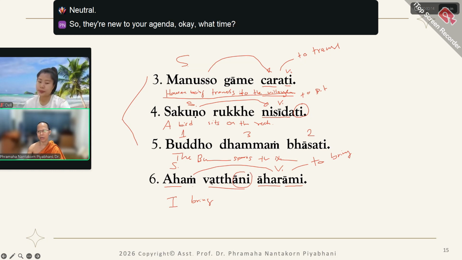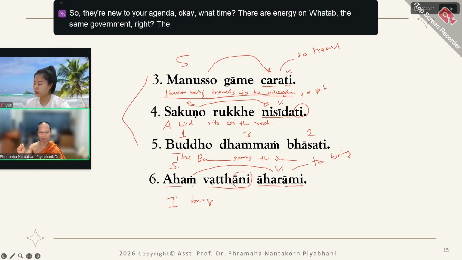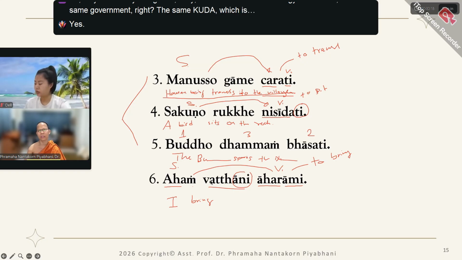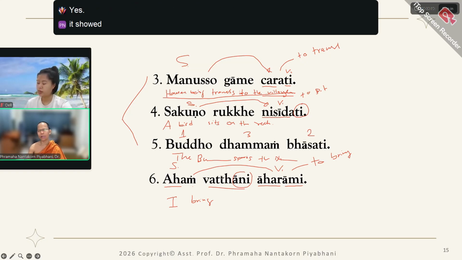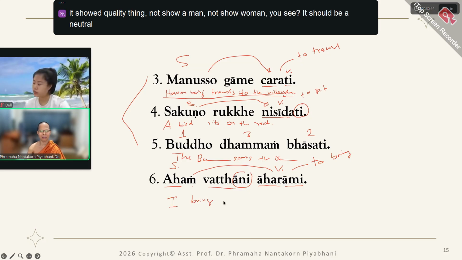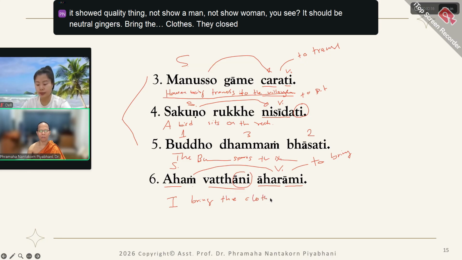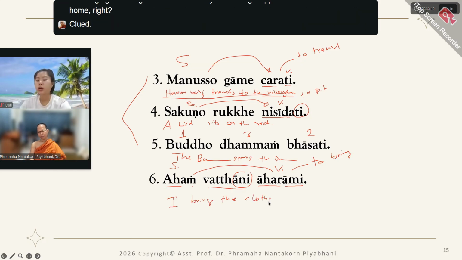Vattha. The original term Vattha, the same as kamma, yes, right? The same as kutta, you see. It shows a quality or thing, not a man, not a woman, you see. It should be neutral gender. Bring the clothes. The clothes, singular or plural? Plural form, right?